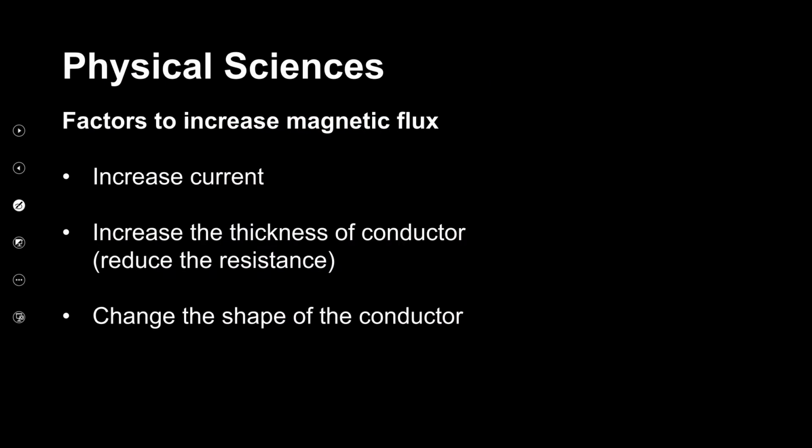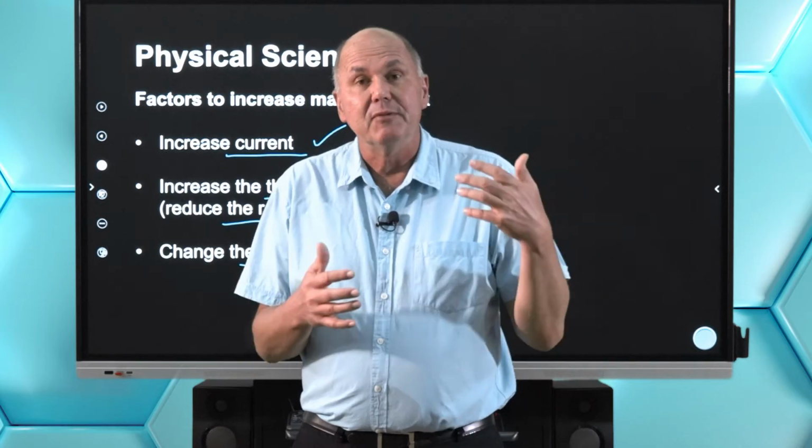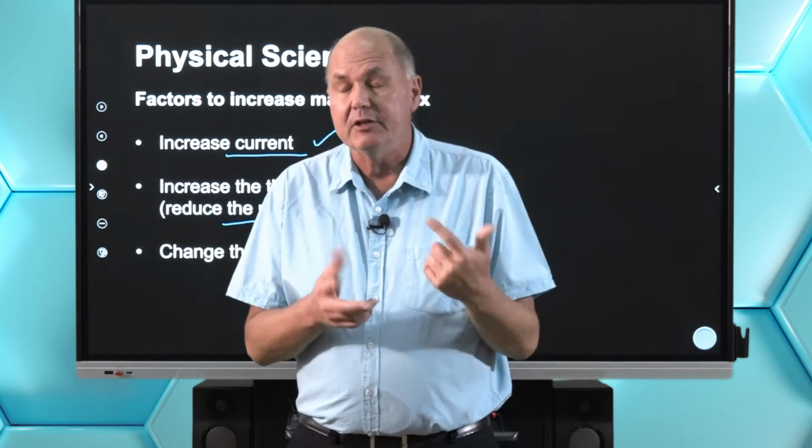We could increase the current. And you've seen that the pattern changes, and if the pattern changes, that means the field lines would be closer together. We could also increase the thickness of the conductor, in other words, reduce the resistance. If we had a thicker conductor, we'd have a stronger current, and we could also change the shape of the conductor. Remember, we could change the magnetic flux in terms of its direction by changing the direction of the current.